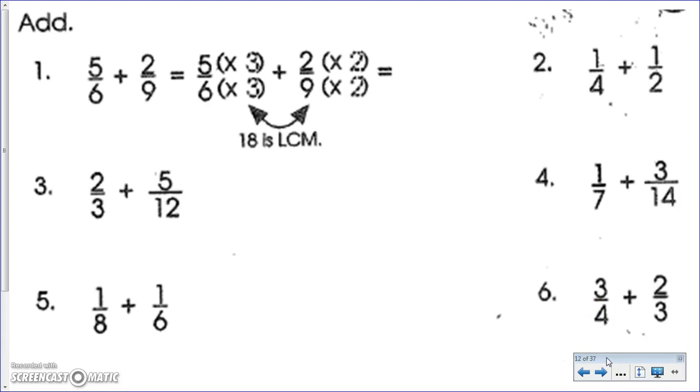Add. So we have 5/6 plus 2/9, so 18 is our least common multiple. So we're going to multiply 5/6 by 3 and 3. Which gets us 15/18. Plus 2/9, we're going to multiply both the numerator and the denominator by 2, so we get 4/18. When you add 15/18 and 4/18, you get 19/18, which simplifies to a mixed number of 1 and 1/18.